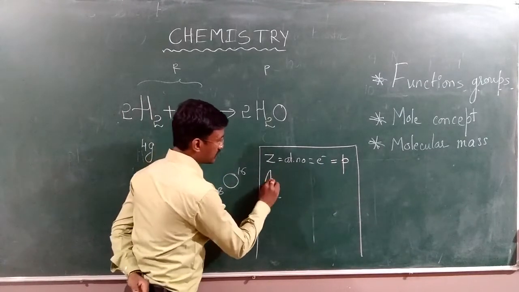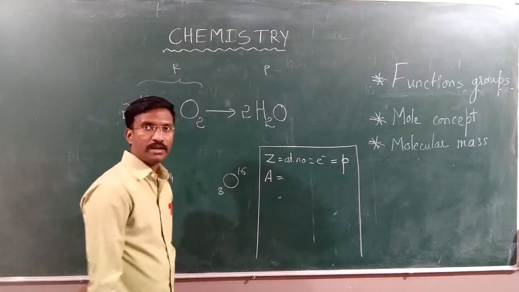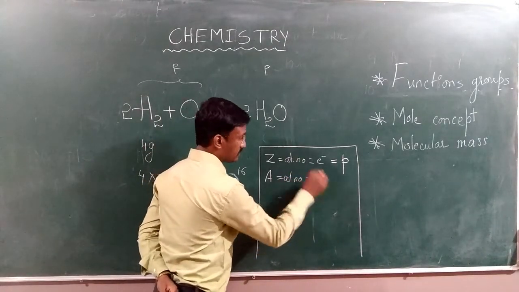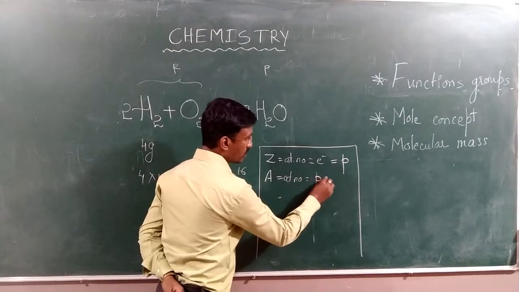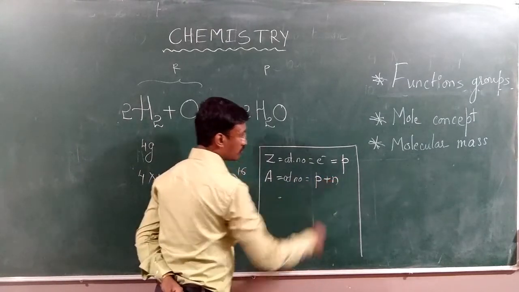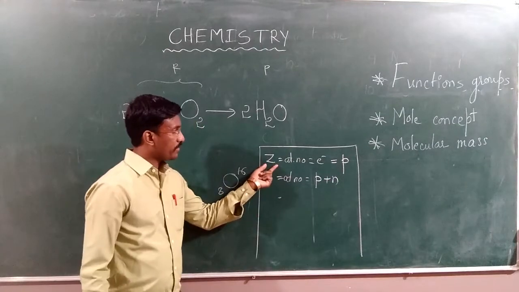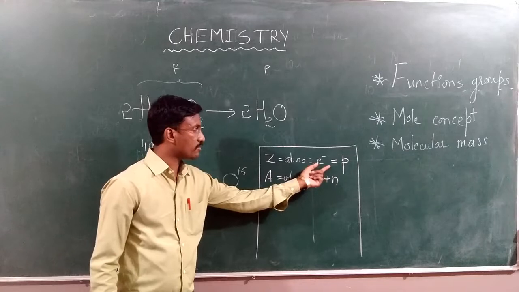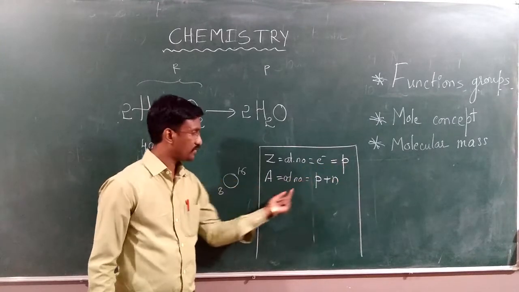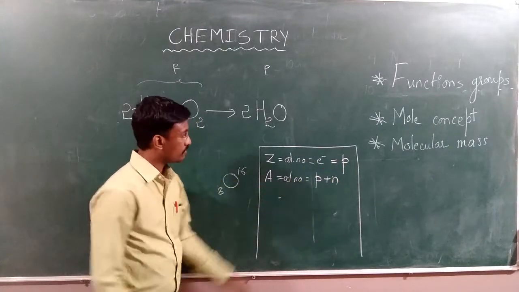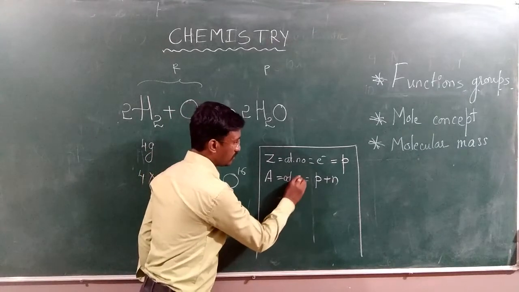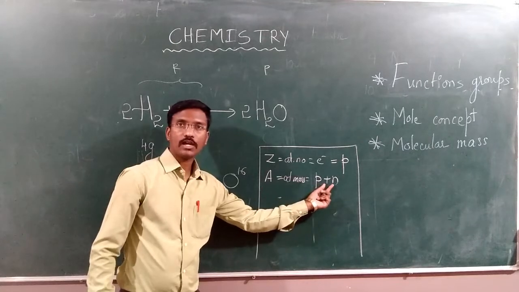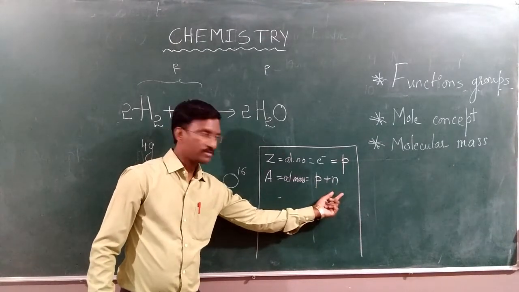Similarly, A is nothing but the atomic mass. Atomic mass is the sum of the number of protons plus the number of neutrons. Atomic number is the total number of electrons or total number of protons, because the number of electrons and protons are the same. A is the atomic mass, which is the sum of the total number of protons and neutrons.